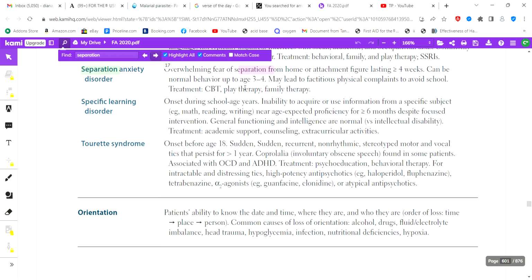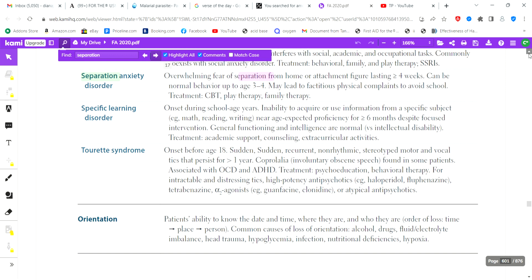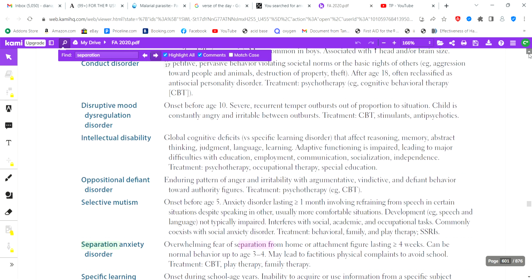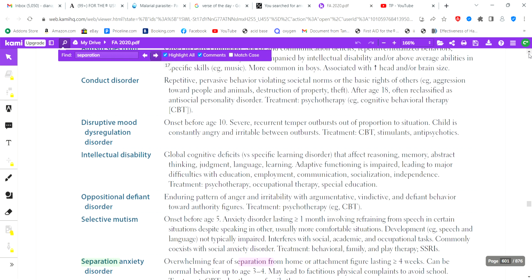Separation anxiety disorder. Overwhelming fear of separation from home or attachment figure lasting more than 4 weeks. Can be normal behavior up to years 3 to 4. May lead to fictitious physical complaints to avoid school. Treatment is CBT. So that's what that is. And remember, it's not just for kids. These symptoms have to be present in adults more than 6 months.